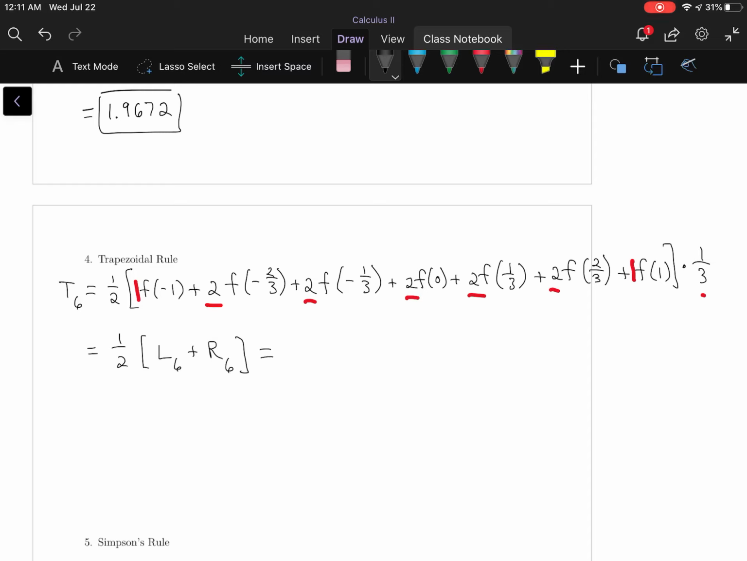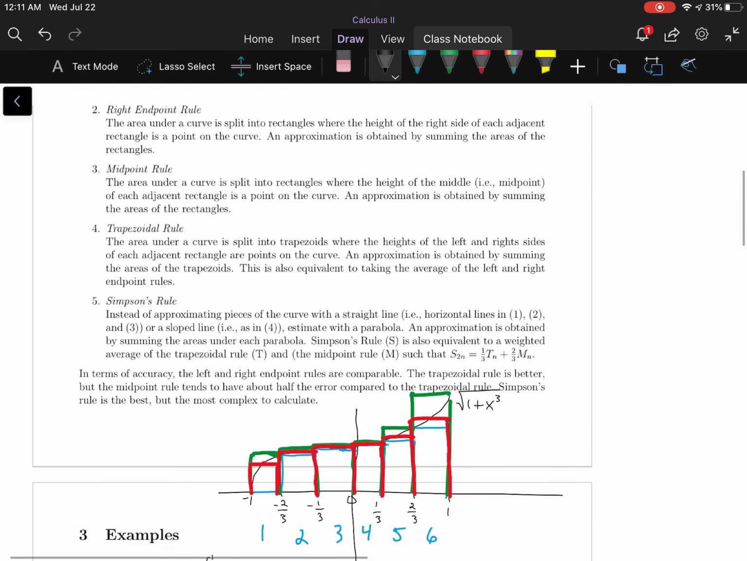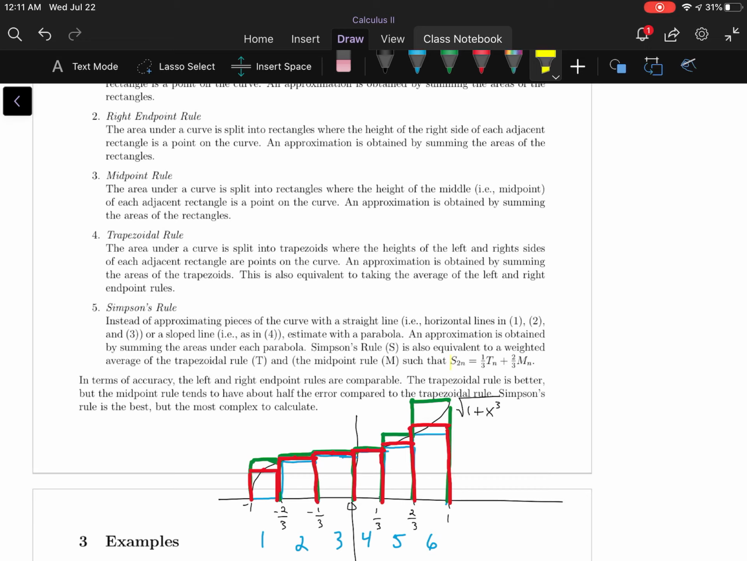And if you take the average of your left and right endpoint rules, you get an approximation of 1.8948. Finally, we get to Simpson's Rule, which is a bit uglier to do manually, but if you are dealing with an even number of subintervals, there is a nice shortcut approach. In particular, that was described right here, that it is a weighted average of your trapezoidal and your midpoint rules.